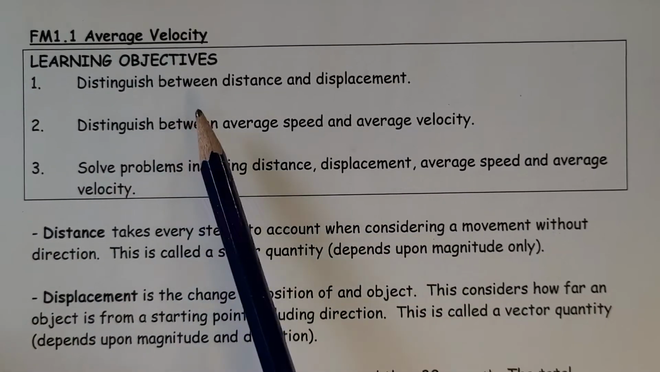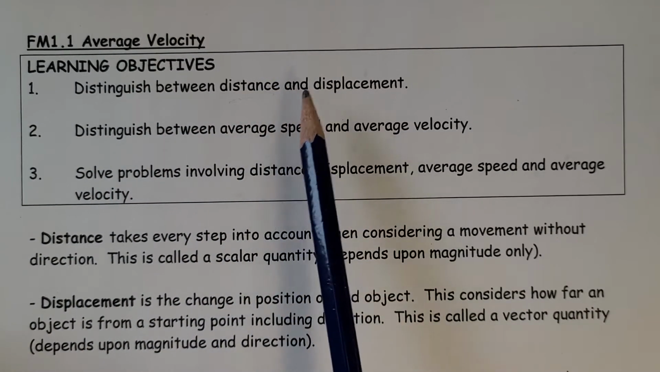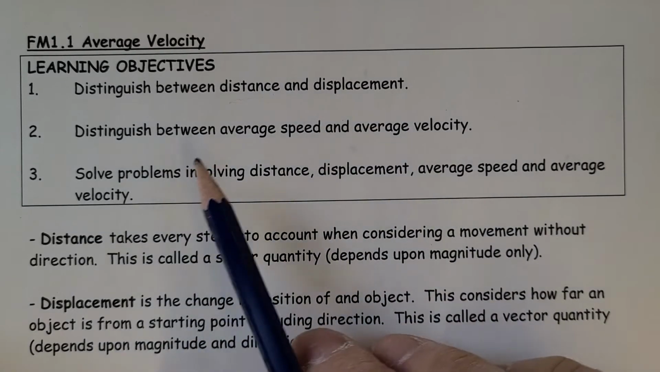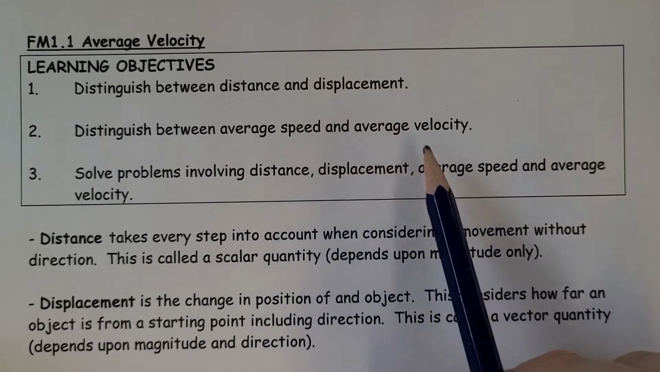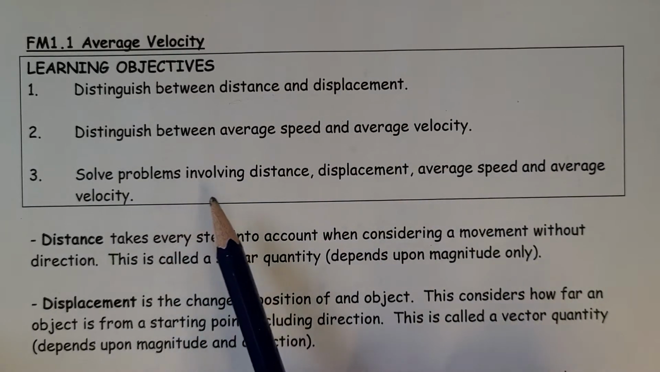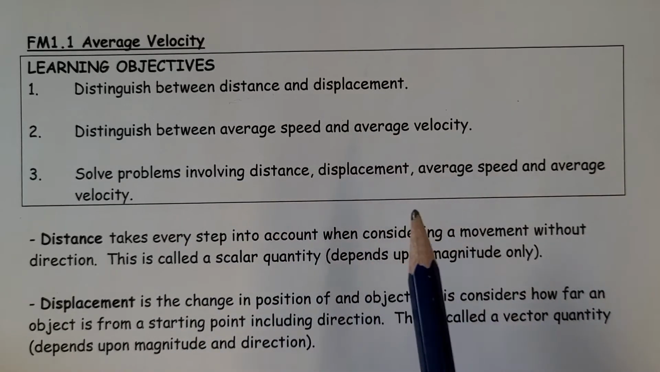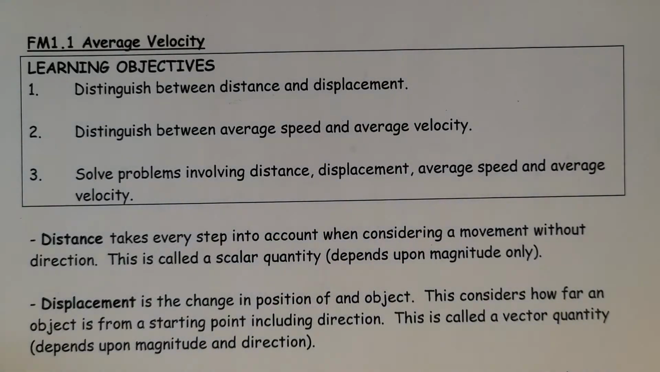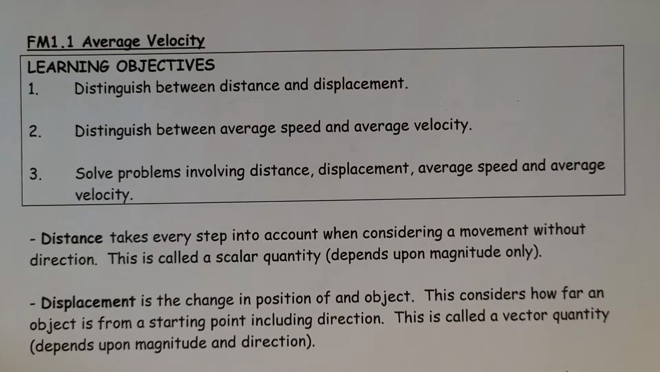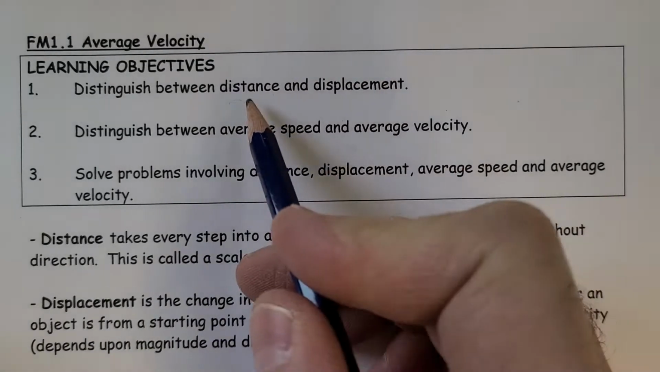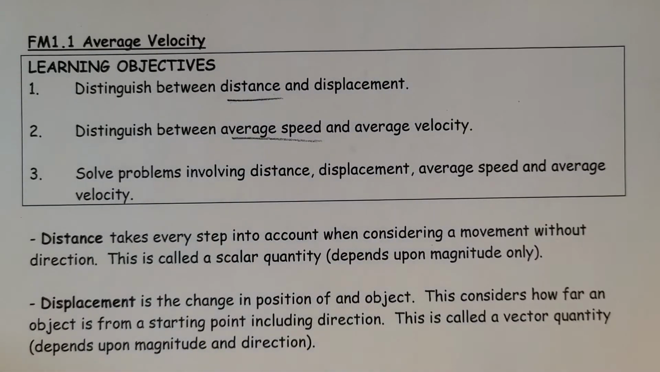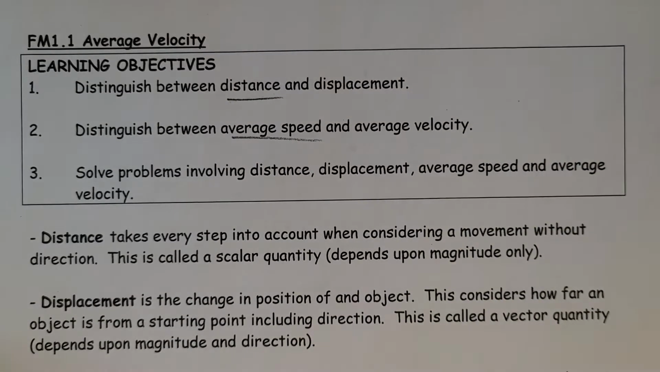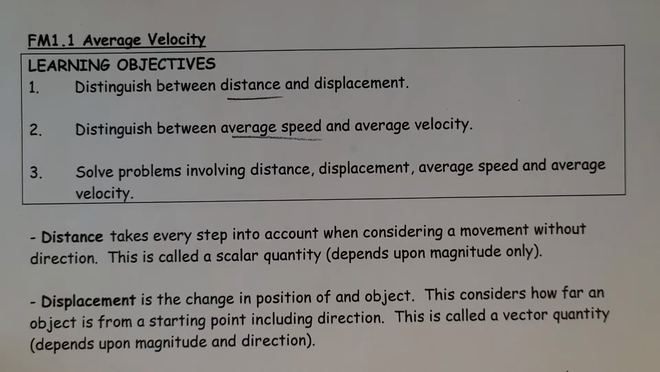So in it, we'll be looking at distinguishing between distance and displacement, distinguishing between average speed and average velocity, looking at problems involving distance, displacement, and average speed and average velocity. You would have encountered some of this in Science 10, in particular distance and speed. But we'll take a look at the difference here between distance and displacement and speed and velocity.